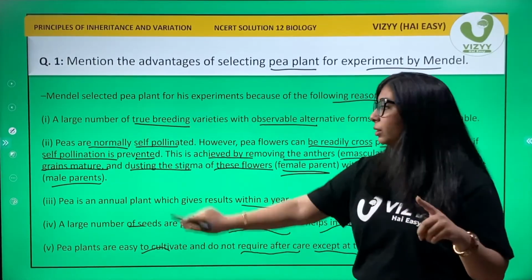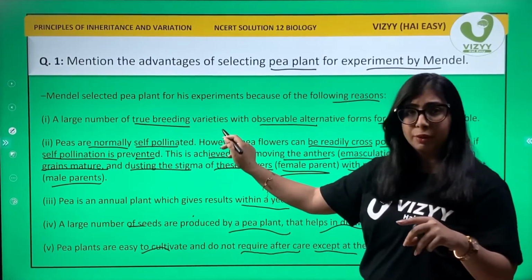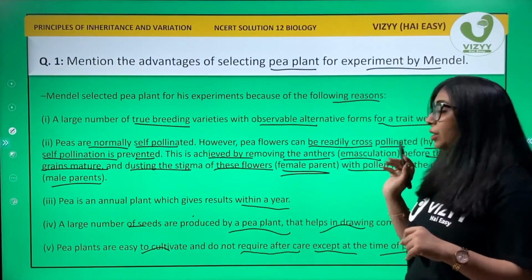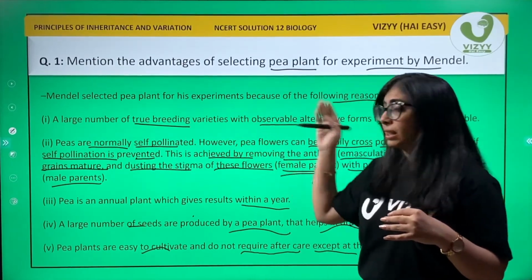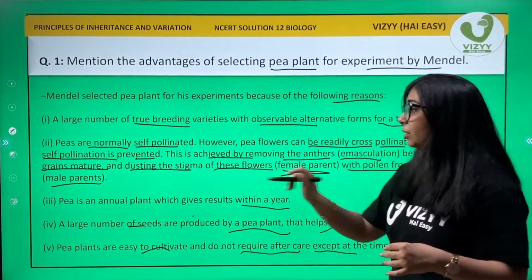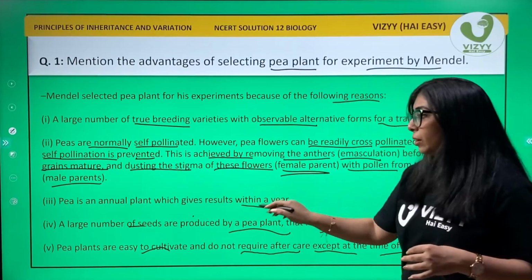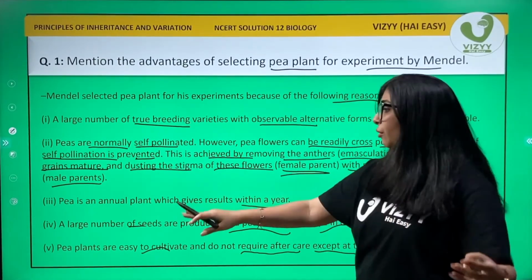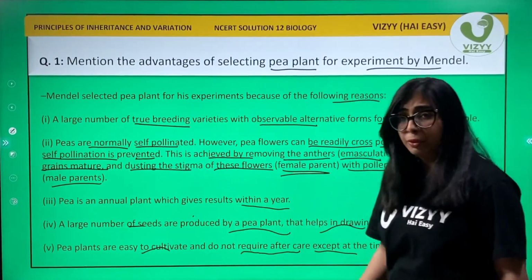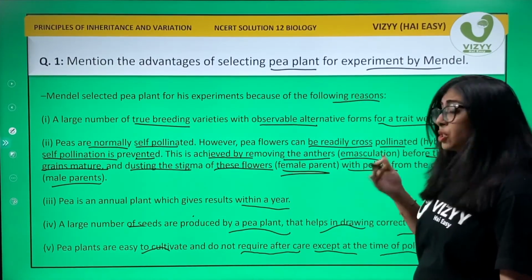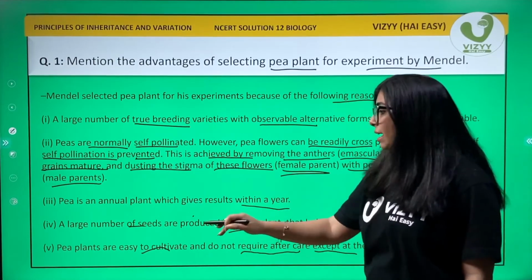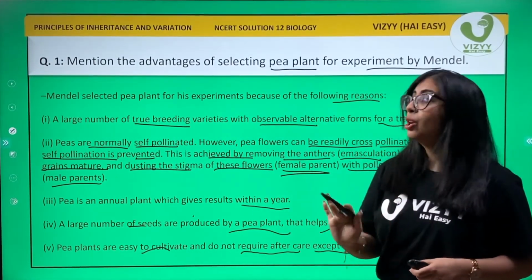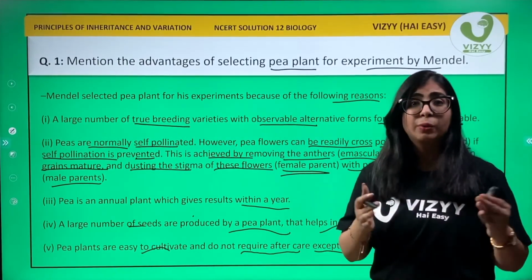Point number 1, true breeding and has a large number of varieties. Second, they used to self-pollinate, but you converted it into cross-pollination. Third, it's an annual plant which gives results within a year, so a shorter time frame. Fourth, a large number of seeds are produced, which helps in drawing conclusions. And lastly, it needs less care, with the exception of pollination. Okay, students, so here we are done with question number 1.